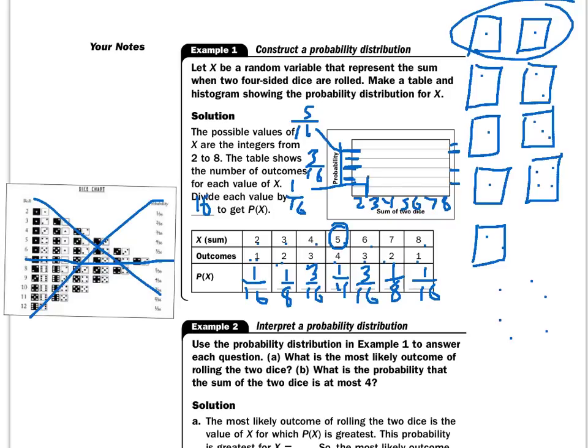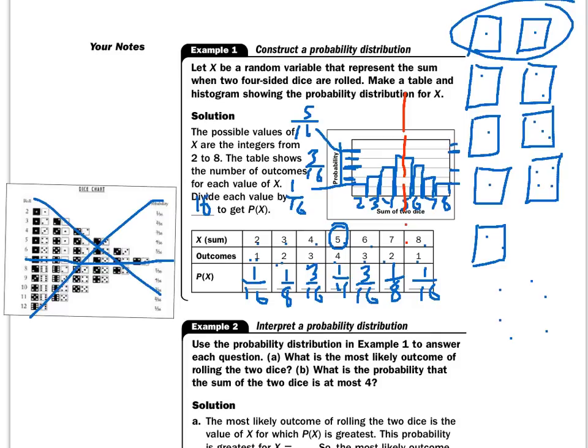So you have 1, 2, 3, 4, and then back down 3, 2, and 1. Now, some things we would say about this, because we just learned some new words. We would say that this would be symmetrical, certainly symmetrical. So I could draw that line right down the middle of it. It would cut it in half.